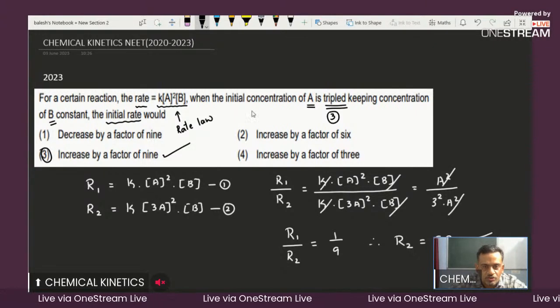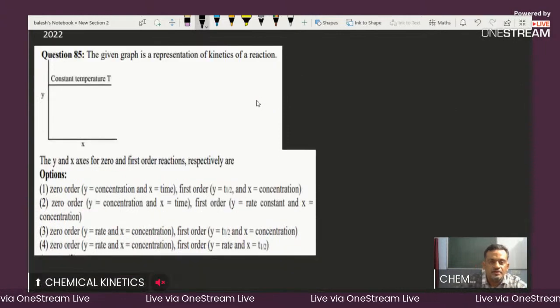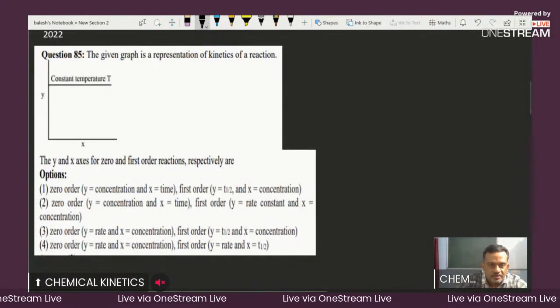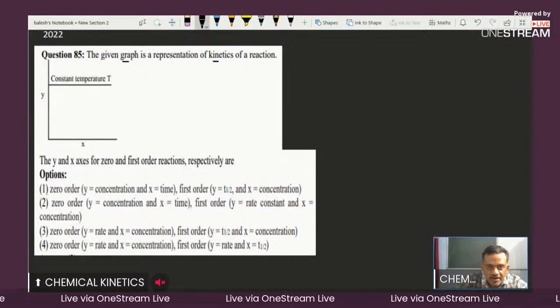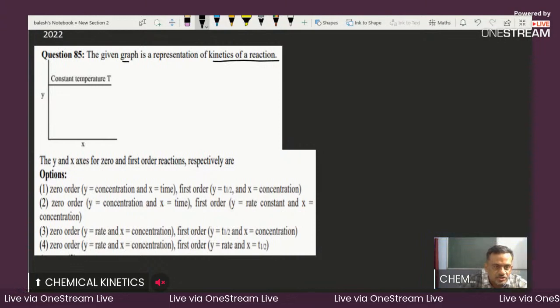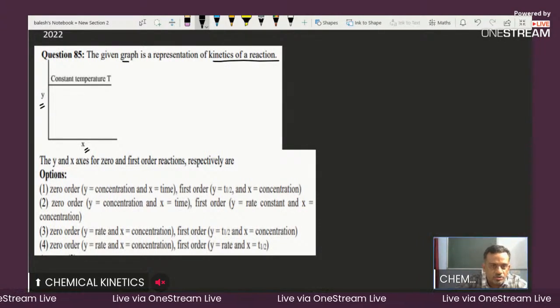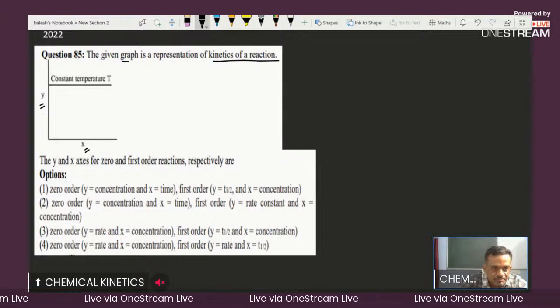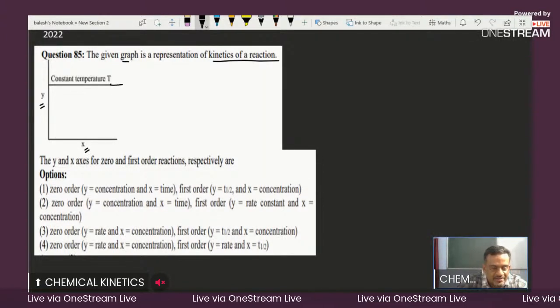With this, let's go to the next question. Here there's a graph given. It is a representation of the kinetics of the reaction, with respect to the rate of reaction. They have plotted y versus x. It is very important to check the nature of the graph here. The line is simply parallel to the x-axis.